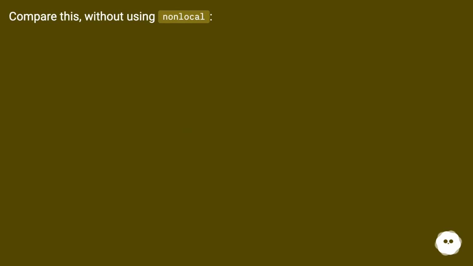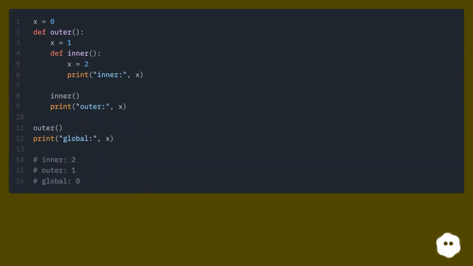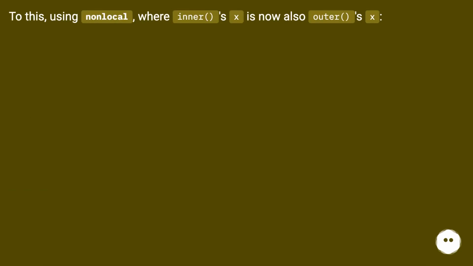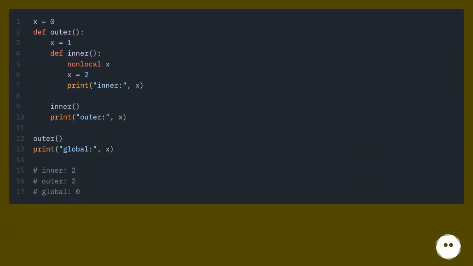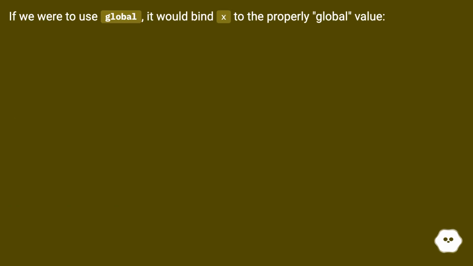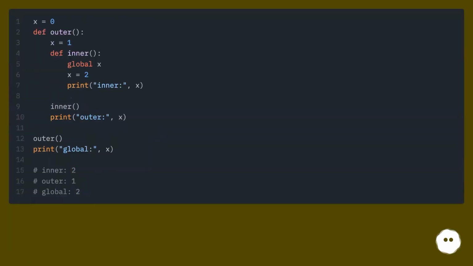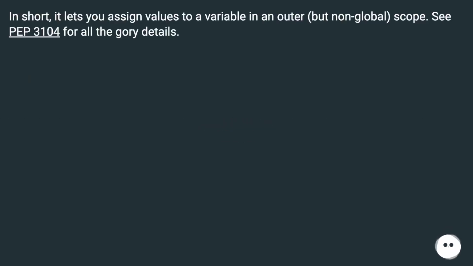Compare this, without using nonlocal, to this, using nonlocal, where inner x is now also outer x. If we were to use global, it would bind x to the properly global value. In short, it lets you assign values to a variable in an outer, but non-global, scope. See PEP 3104 for all the gory details.